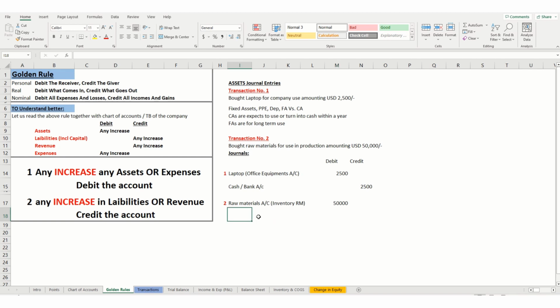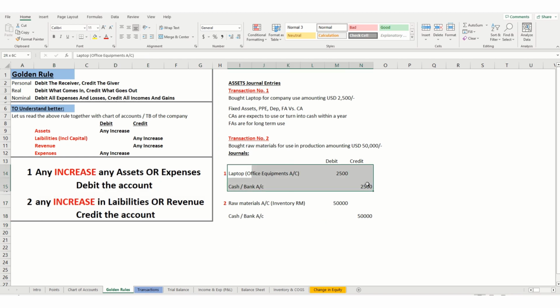And which account will be credited? Automatically cash is going out, like here cash is going out from the company account, so we have to credit this with 50,000. So these are the two entries. These are very easy if you remember this shortcut. Okay, now let us move forward.